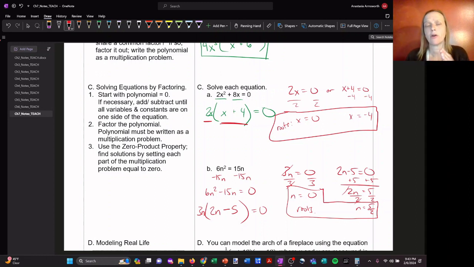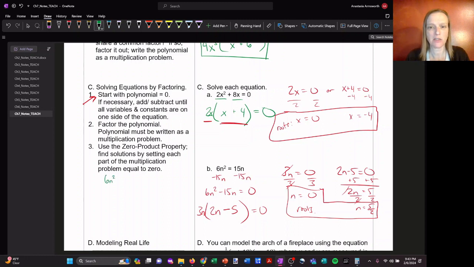It's important to notice here that when you are working to get your polynomial equal to 0, you add and subtract the terms until all the variables and all the constants are on one side of the equation. You do not divide. Let me show you why you don't divide. So let me do a wrong example over here.